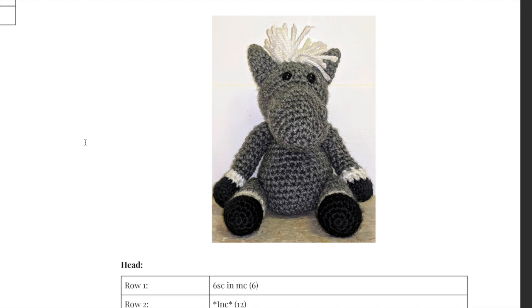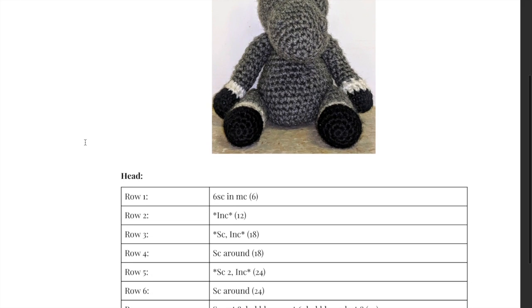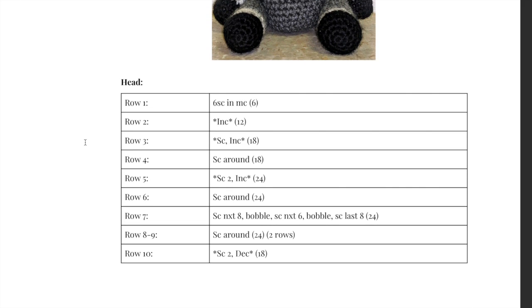So here we go. Here's a small little portion of this pattern just to show you how patterns might look. I have it started with the head here, and you see the list of rows, and it starts out with 6 single crochets in the magic circle, and then this shows how many stitches you should now have, 6. When I say increase with the asterisk, that means we're going to increase in each stitch around. So that means 2 single crochets in each stitch around, thus it makes 12 stitches.